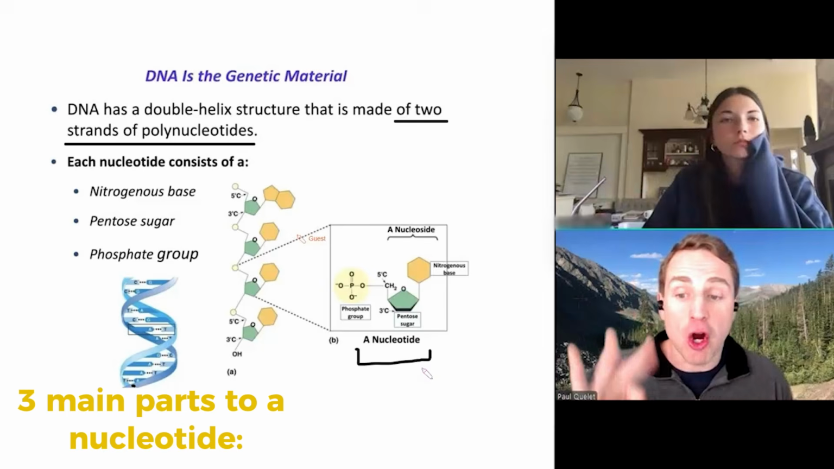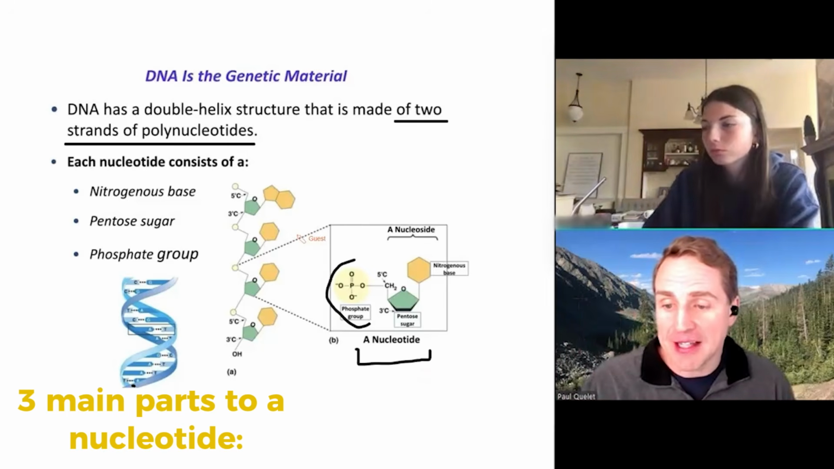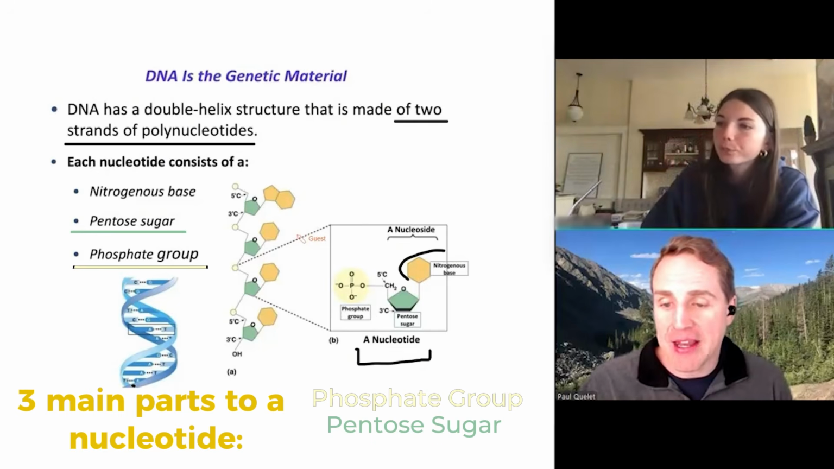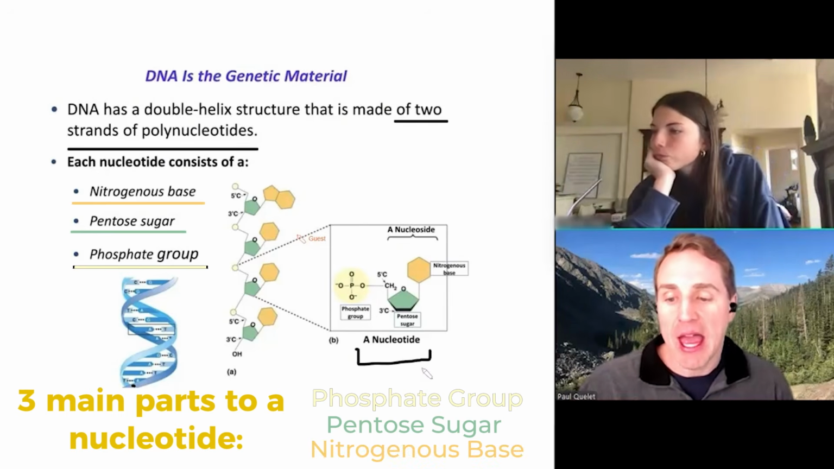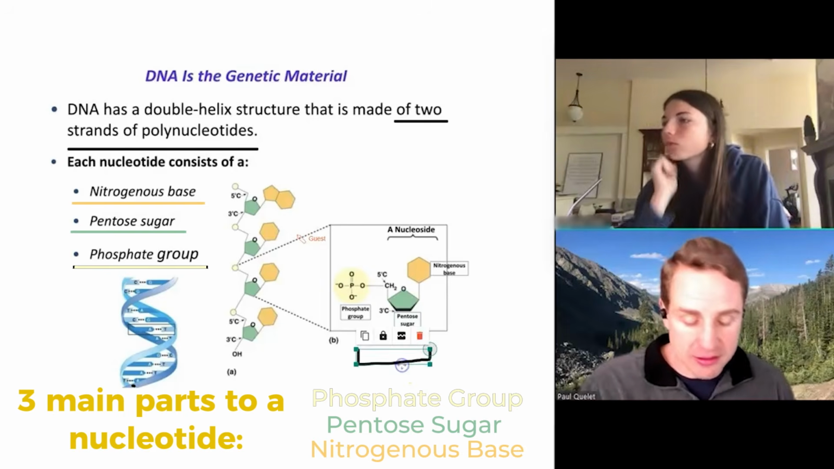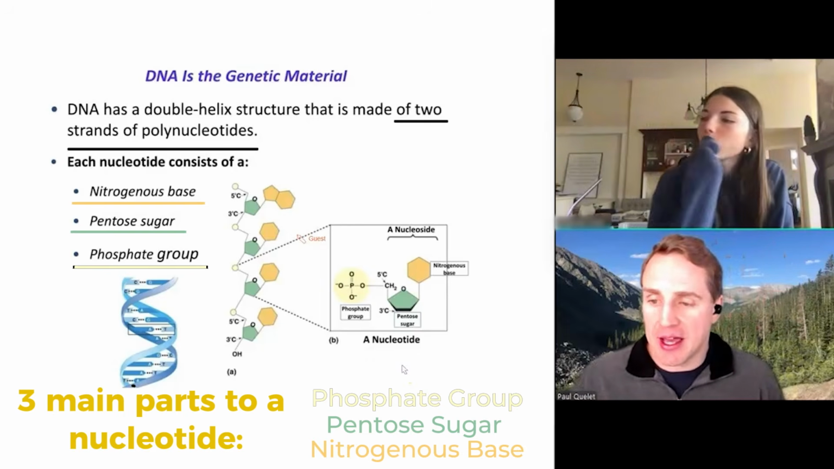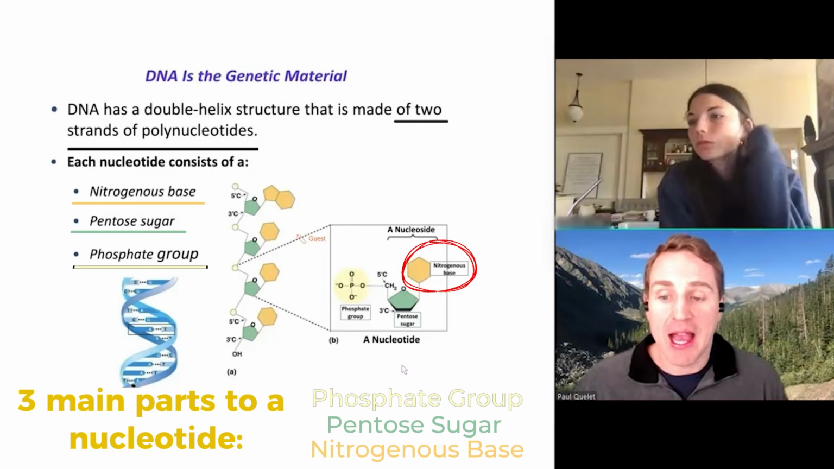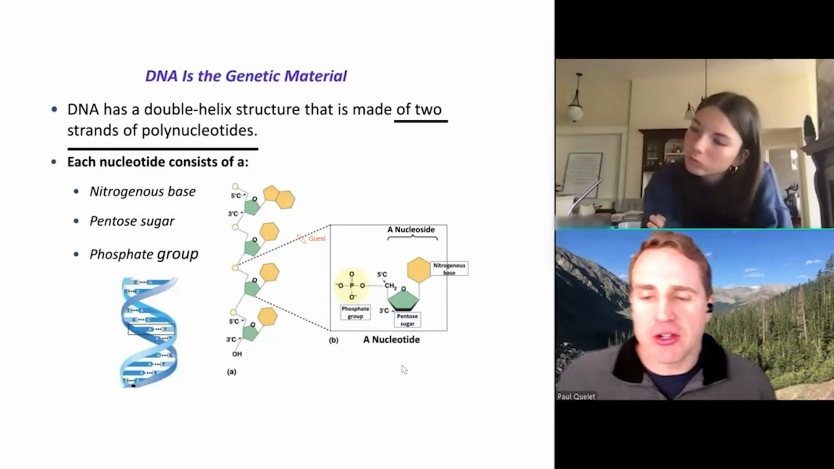There's three main parts to a nucleotide: a phosphate group, a pentose sugar, and a nitrogenous base. At least in terms of this slide, they're pictured as the yellow circle, pentagon in green, and then the hexagon in orange. Now, here's the interesting thing.